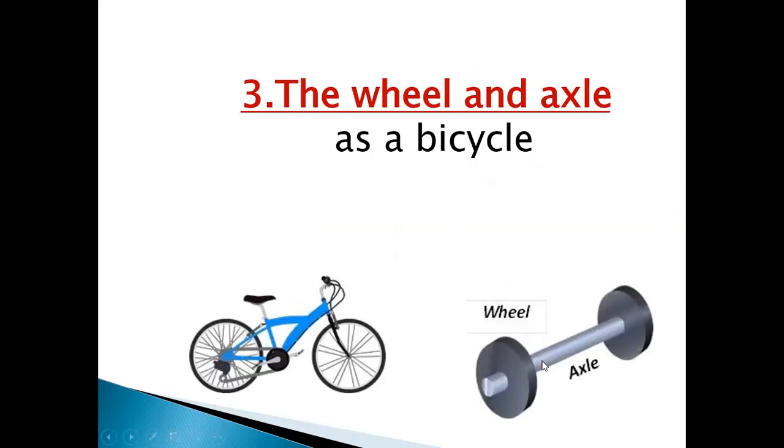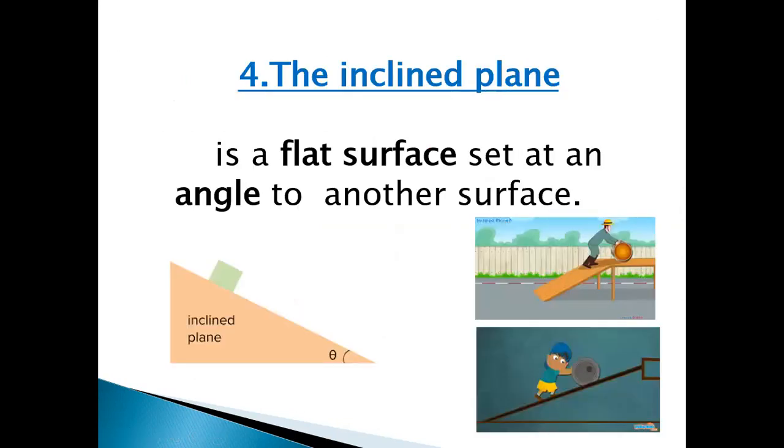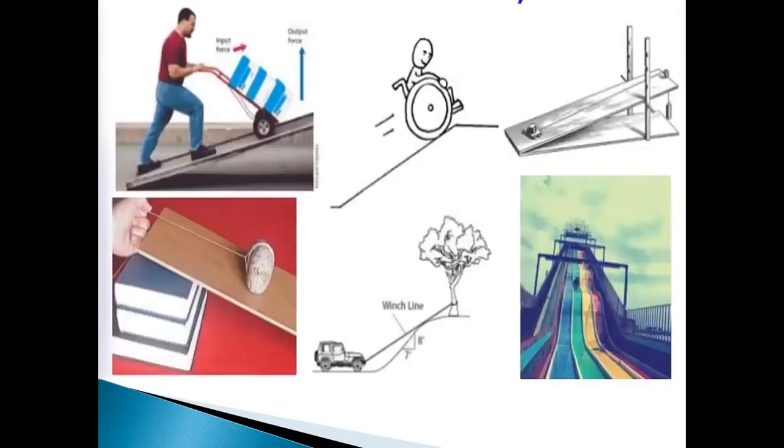It's just a rod, the axle, and the wheel moving around. Okay? The fourth type of simple machine is the inclined plane. It's just a flat surface that has an angle down so as to make the surface inclined. You are using push and pull force in this inclined plane. Like what? Like the slides. Like someone lifting something up.